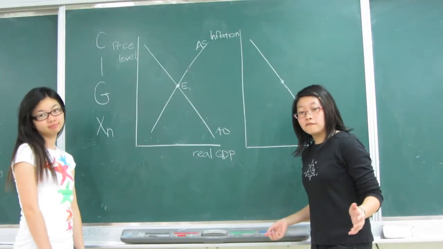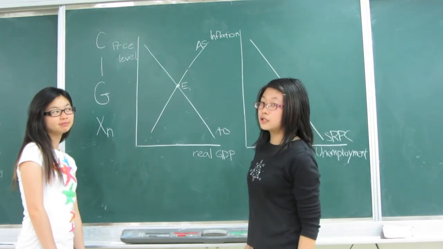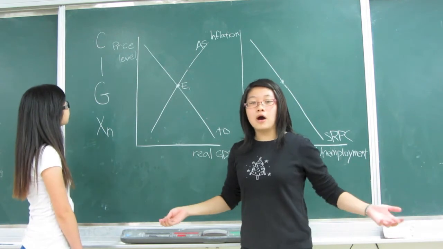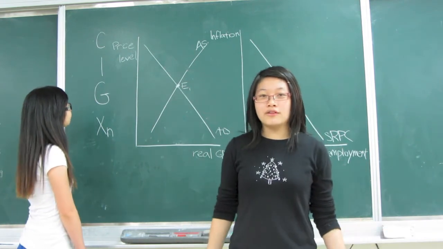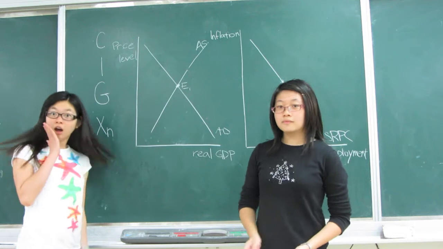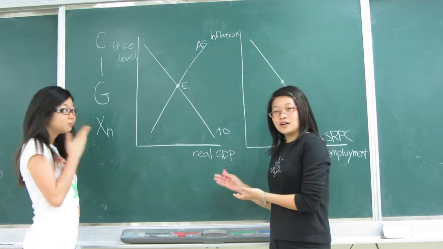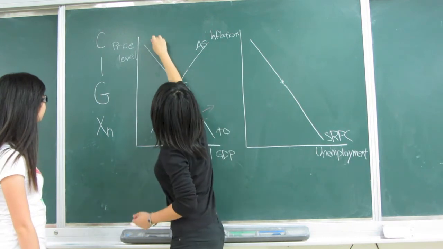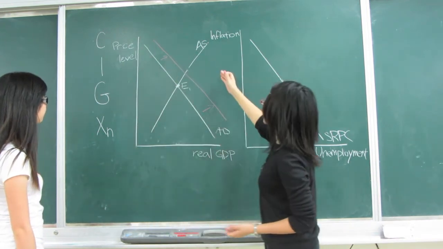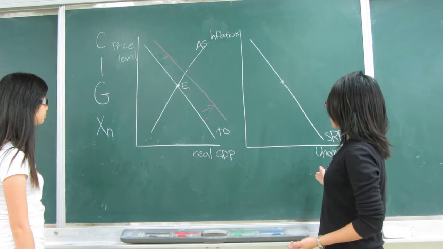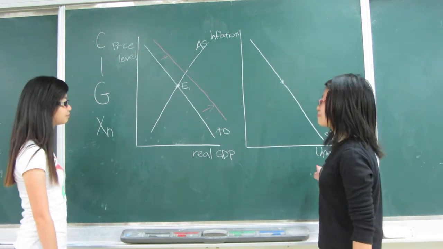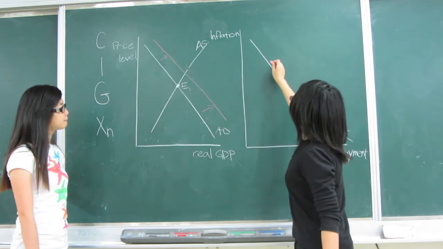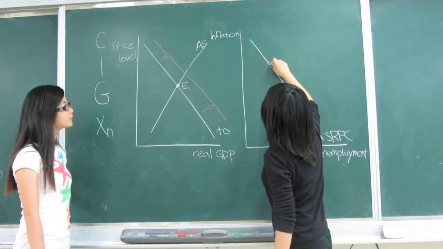AD is composed of 4 elements, the first one being consumer spending, C. So, for example, tomorrow it will be scientifically proven that smartphones will make you smarter. Therefore, AD will increase. And being a mirror to the SRPC graph, it will result in a movement along.